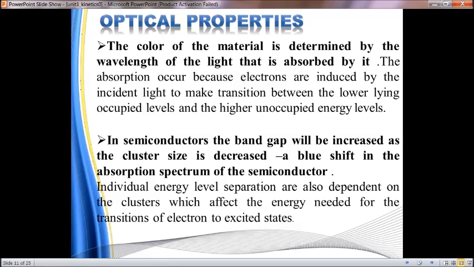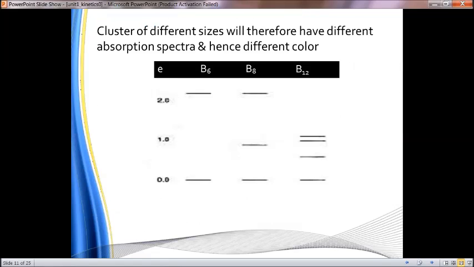Whenever you come to these cluster structures, discrete energy levels are there. These discrete energy levels are because of the energy induced over there, that is, absorption of light. Because of absorption of light the energy level changes. So this is given over here: clusters of different sizes will therefore have different absorption spectra and hence different color. For electrons too, there will be discrete energy levels, and so it has different color.